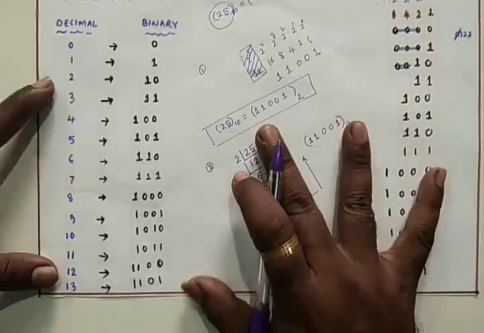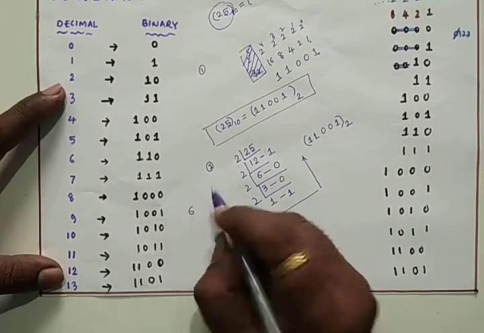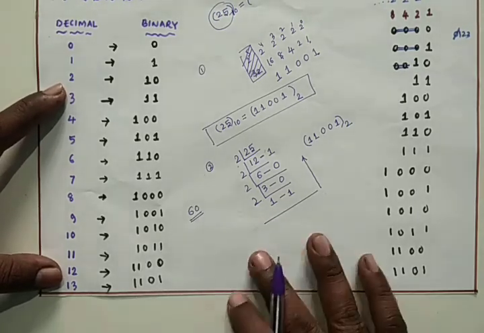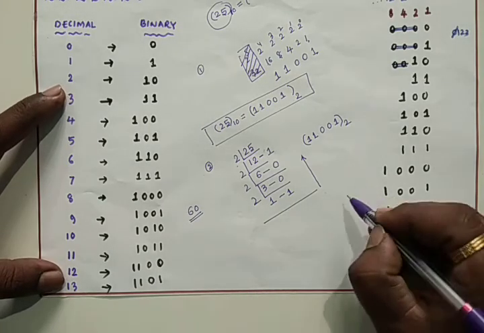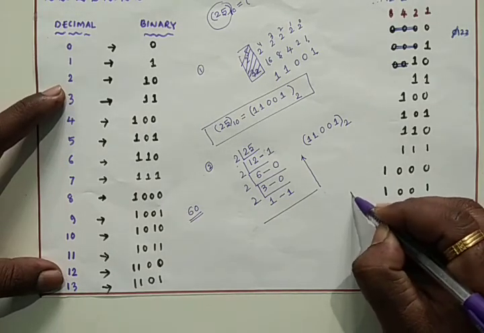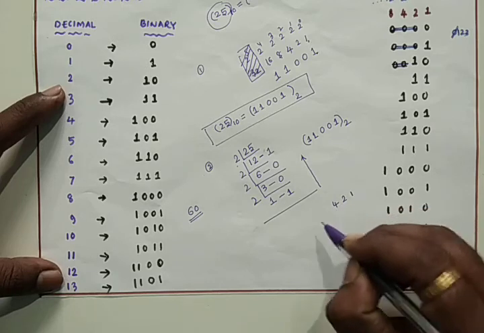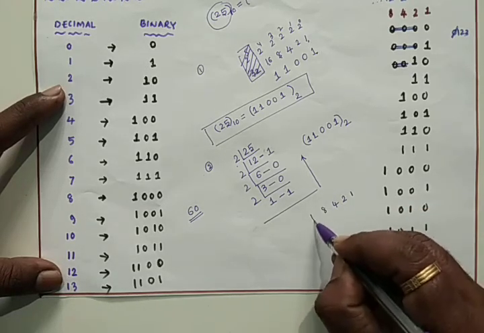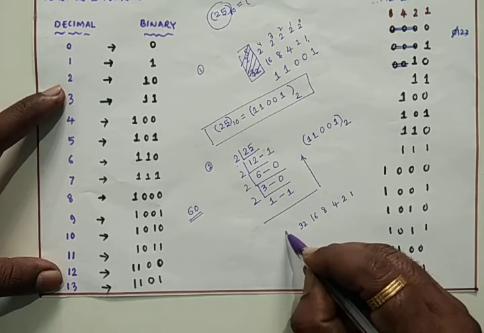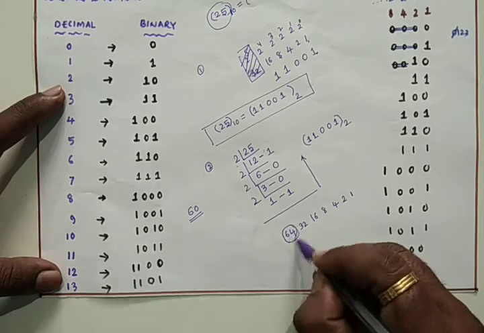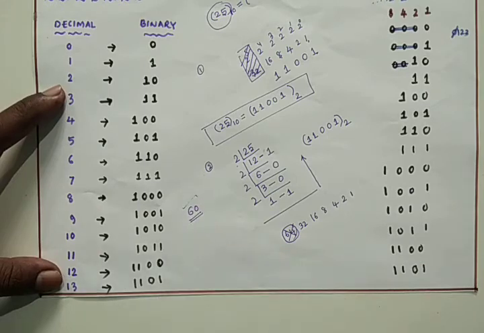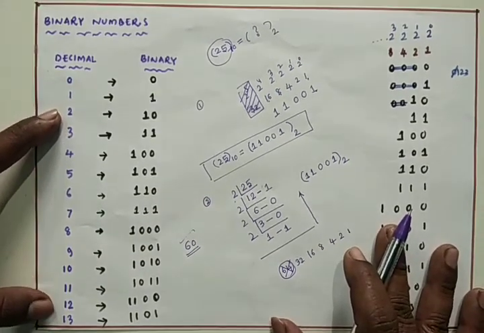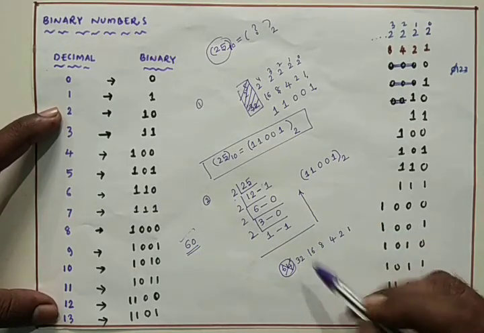I'll go with one more example. For example, 60. We can go with the two procedures. First one is 1, 2, 4, 8, 16, 32 and 64. But we don't require the 64, because we require the equivalent binary number for 60 only, so we require 60. See this one.